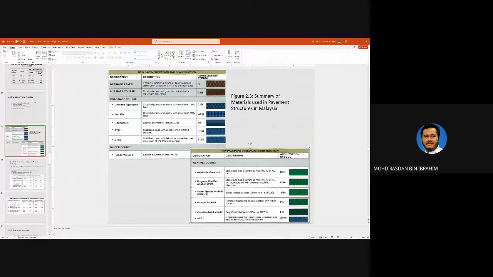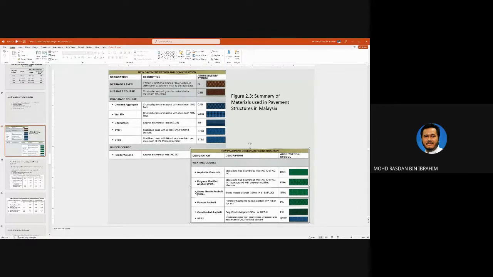Or you can use SMA. There are two types of SMA, SMA14 or SMA20. Or you can use porous asphalt, either PA10 or PA14. And then you have this gap graded asphalt. Actually, SMA is already gap graded. GPA1 or GPA2, and stabilized base with bituminous emulsion. This is STD2 for wearing course.